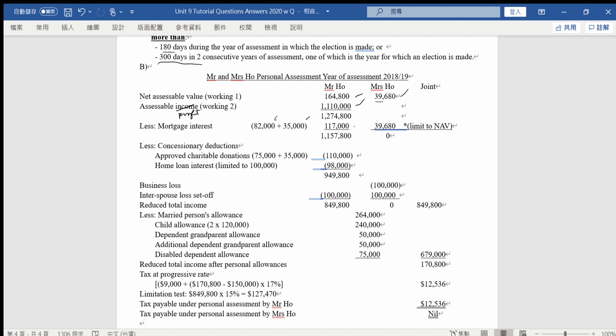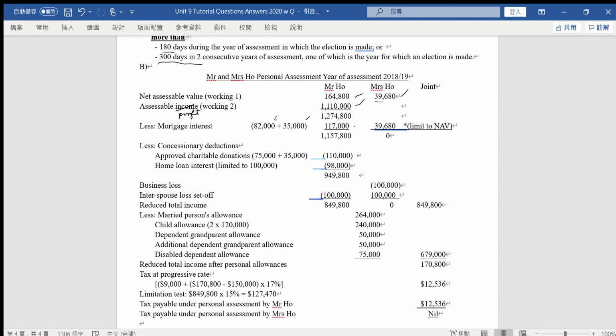Continue to calculate the concessionary deductions. Okay, Mr. Ho. Okay, and by looking at that in total, he has donated two, including his wife. Okay, donation, because his wife doesn't have any assessable income already. That's why that will be directly claimed by Mr. Ho. Okay, automatically will be transferred to Mr. Ho to claim the deductions, and also it should not be over 35%. Okay, home loan interest limit to 100,000, but the actual is just 98,000 only. Okay, that's why the actual.